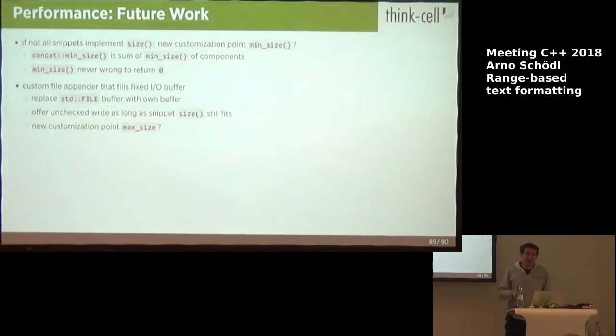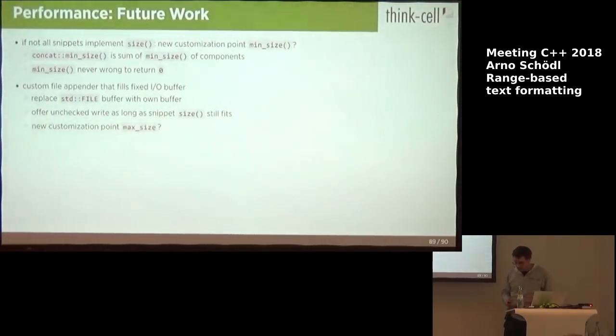Now, right now, for the concat to implement size, all the snippets have to support size. What if one doesn't support it? One says, I don't know how large I'm going to be. Maybe you have a long string, but there's something little that gets formatted and you don't really know how large it is. You could say, well, we could have a min size. I give you an indication of at least how large I'm going to get. Then you can allocate that memory already, and if I'm getting larger, then you maybe have to reallocate once. But you don't have to reallocate many more times when you are growing a large buffer.